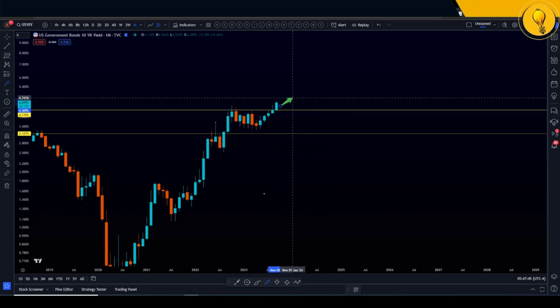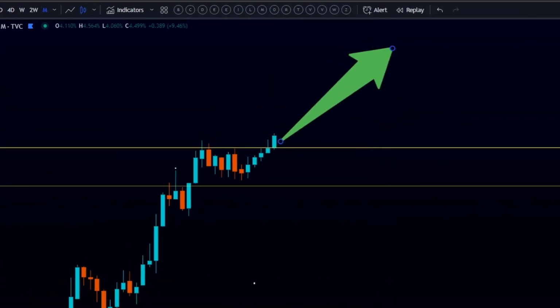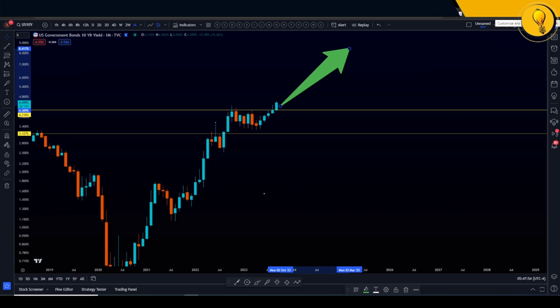Everyone's always worried about interest rates rising, but nobody really understands why and how it affects equities and crypto. Well, what you're about to watch is going to answer that question.